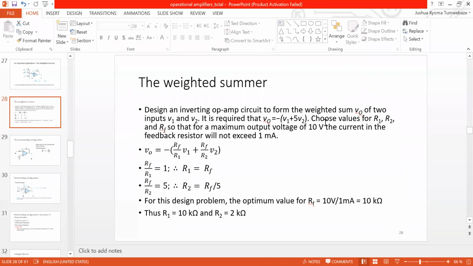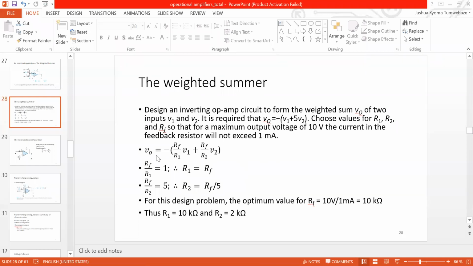So what do we have to do? What are the other constraints of the circuit? They tell us to choose values for R1, R2, and RF so that for a maximum output voltage of 10 volts, the current in the feedback resistor will not exceed 1 milliamp.